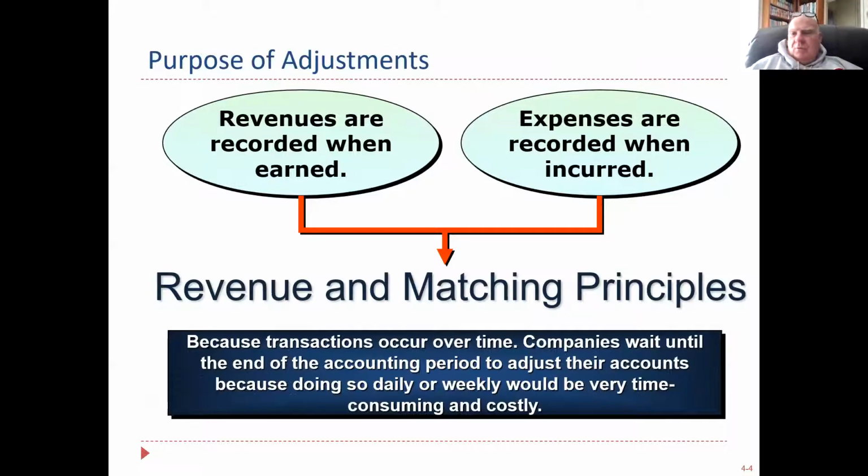As we should know now, we're doing accrual-based accounting. It means that revenues are recorded when earned. It has nothing to do with the cash payment.